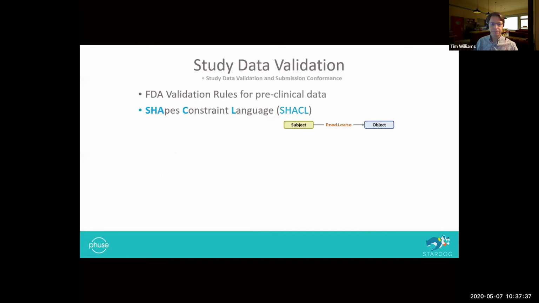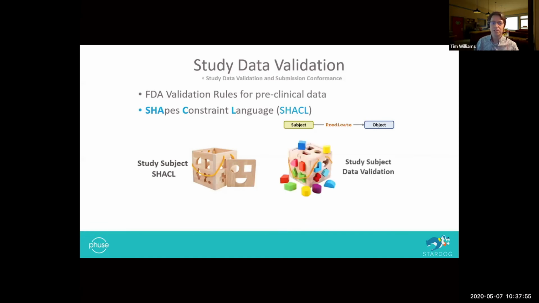In the study data validation component of our project, we are modeling the FDA validation rules for preclinical data using Shapes Constraint Language, or SHACL. I will not go into the details of SHACL today, but think of SHACL as a way to define a conformance shape for something like a study subject. The shape defines that a study subject must have a gender, an age, a study treatment value. The conformance shape is applied to the data. Data that does not fit the shape is identified in a validation report.